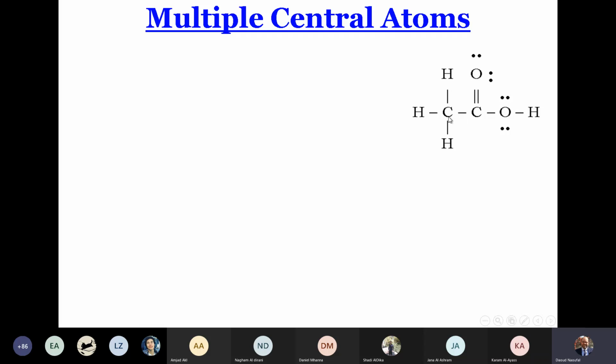For example, the geometry with respect to this carbon is the following. The geometry for the second carbon is the following. The geometry with respect to the oxygen is the following. So this structure is divided into 3 structures, and I find the geometry in each structure with respect to its central atom.